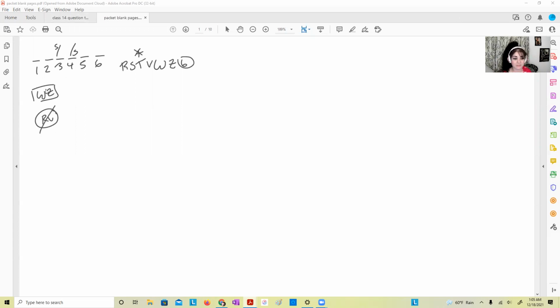We have a WZ block. R and V cannot be next to each other whatsoever. And then I put an asterisk above T because that is our free agent. That one can go anywhere. It doesn't have a rule attached to it.